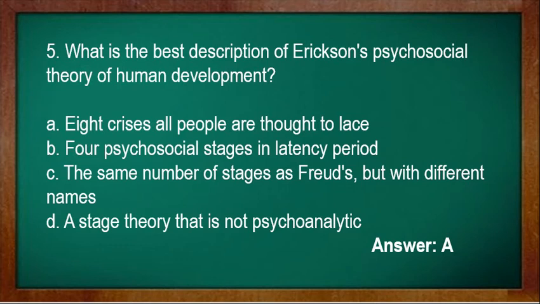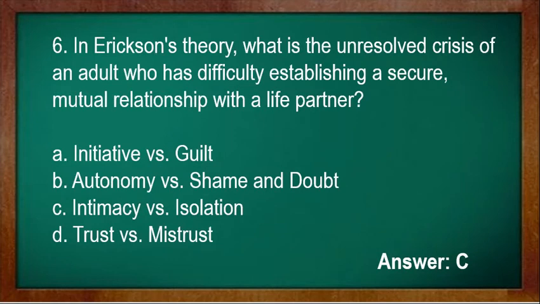Number 5. What is the best description of Erikson's psychosocial theory of human development? A. 8 crises all people are thought to face. B. 4 psychosocial stages in latency period. C. The same number of stages as Freud's, but with different names. D. A stage theory that is not psychoanalytic. Answer: A.